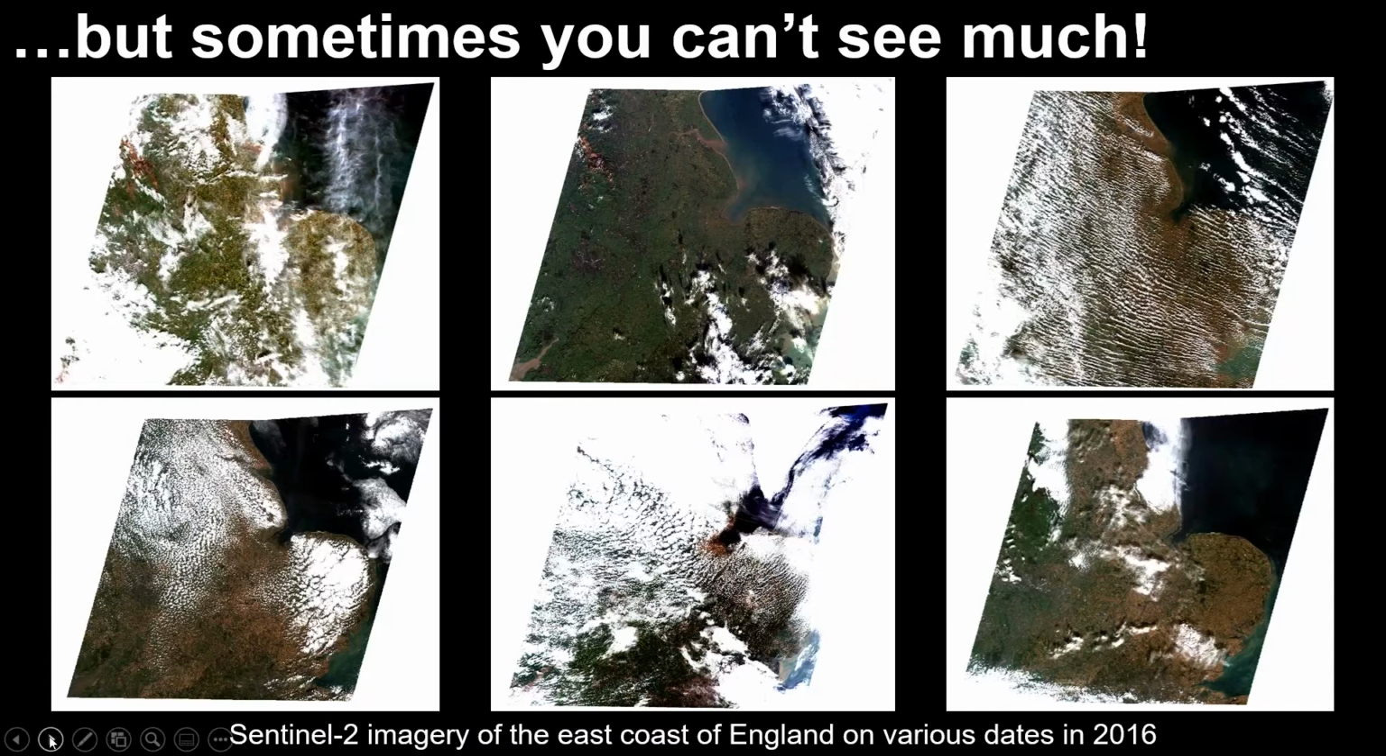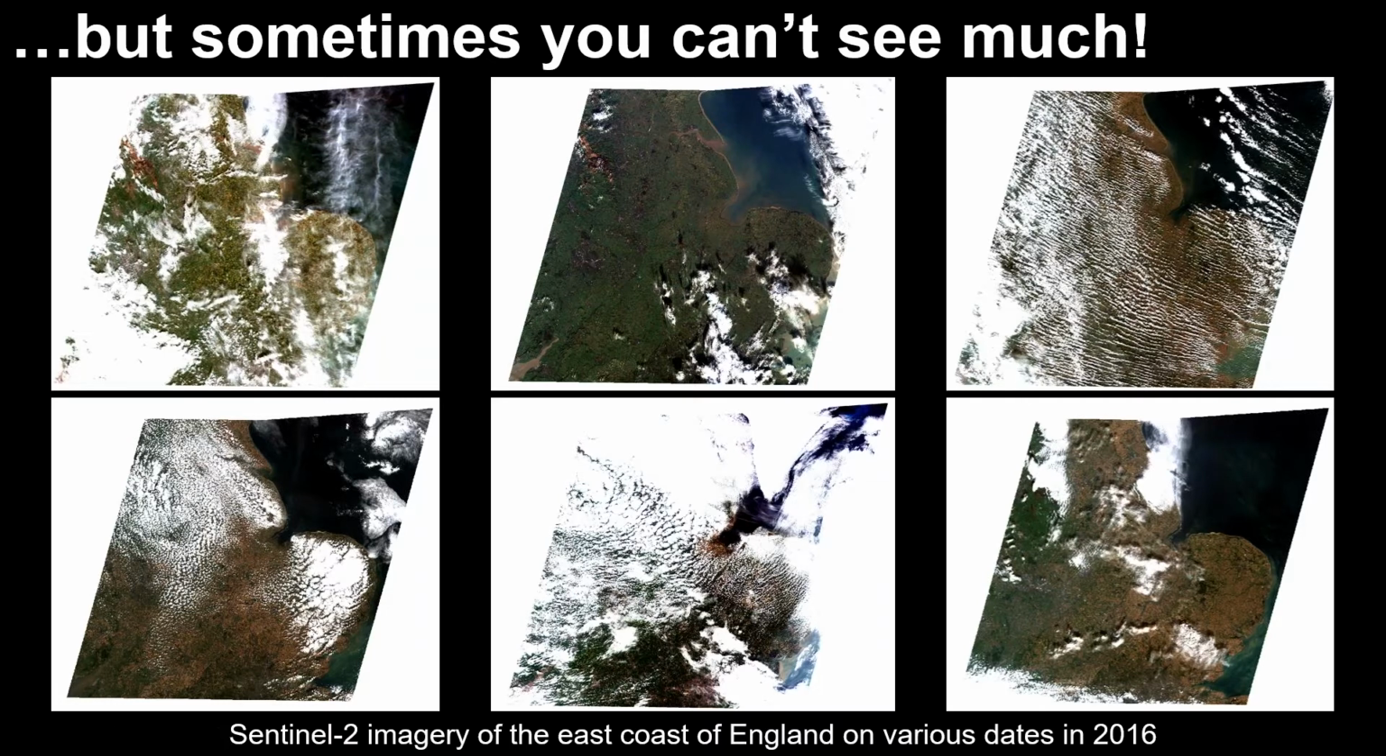But as Gwa already said, cloud is a bit of a problem in the Sentinel-2 imagery, and sometimes you can't see much at all. And these are actually not the worst examples I could have chosen. You can at least see the outline of the coast here. This is the east coast of England, so you can kind of see the Holderness coast and East Anglia here, and there's the Wash. But in any one of these images, it's quite likely that the area you might be interested in looking at is under a great big cloud and you can't see it.